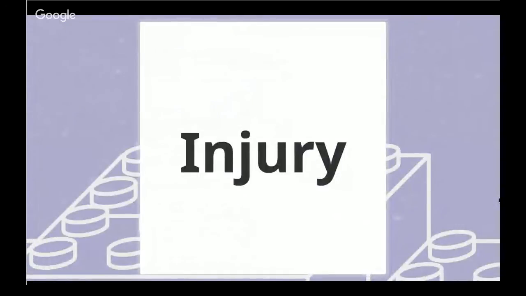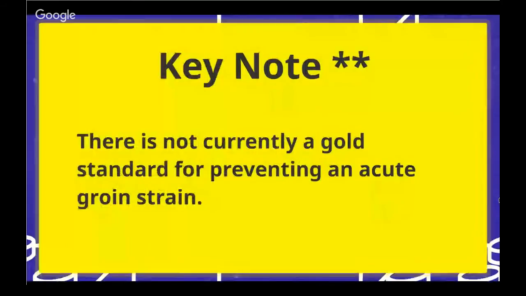But to understand how to prevent this final stage of injury, you have to take in all the factors. You have to take in the susceptible athlete. You have to take in the external factors. You have to take in the inciting event. All of these factors have to take place. You can't just look at the intrinsic or extrinsic factor and assume that they're going to be injured regardless of what you do. So a keynote here is that there is not a current gold standard for preventing an acute groin strain.